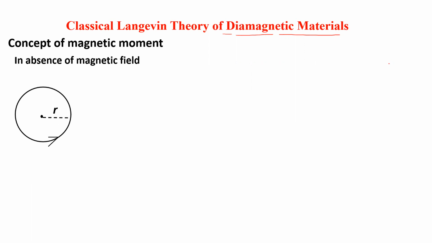So before actually going to discuss this classical Langevin theory, let us consider the concept of the magnetic moment. One more thing that you should remember is that these diamagnetic materials are the metals whose atom contains the paired electrons, means they have even number of electrons, and that's why if you take the magnetic moment due to the orbital motion of these electrons, the net magnetic moment is zero in absence of the magnetic field.